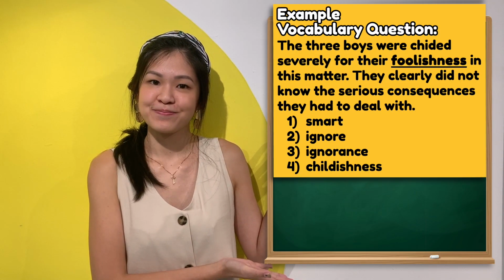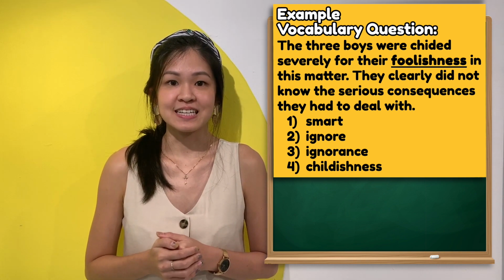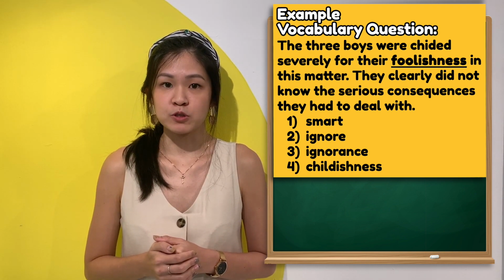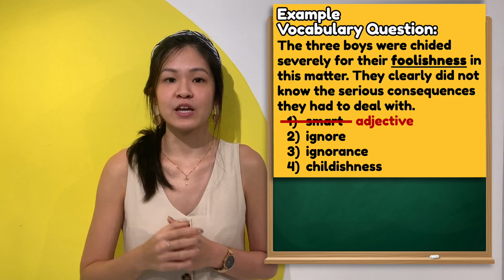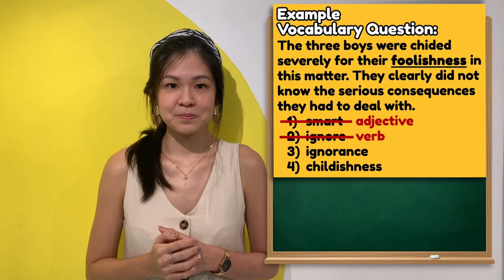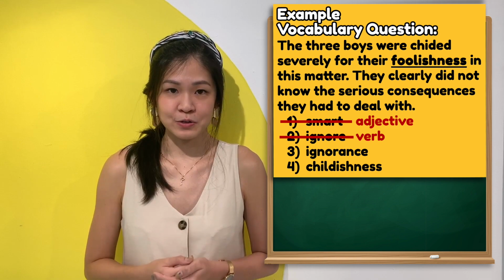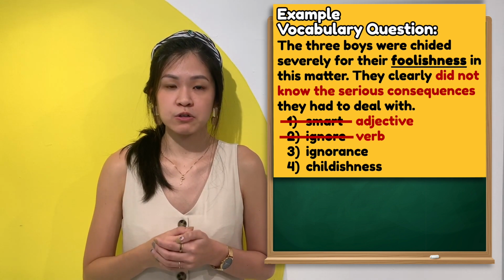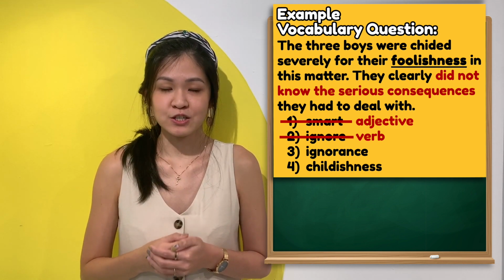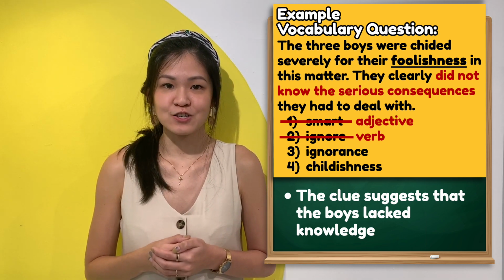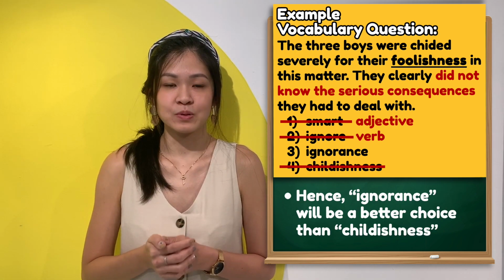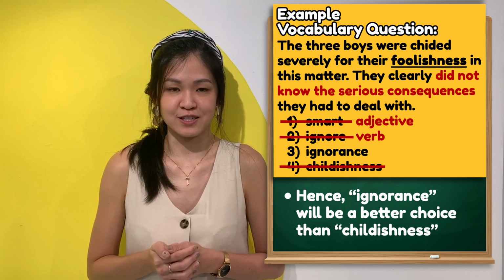Let's take a look at the example vocabulary question here. Since we know that foolishness is a noun, we will eliminate option 1, that is an adjective, and option 2, that is a verb. Next, we look at the clue, did not know the serious consequences, which suggests that the boys lacked knowledge. Hence, ignorance will be a better option than childishness.